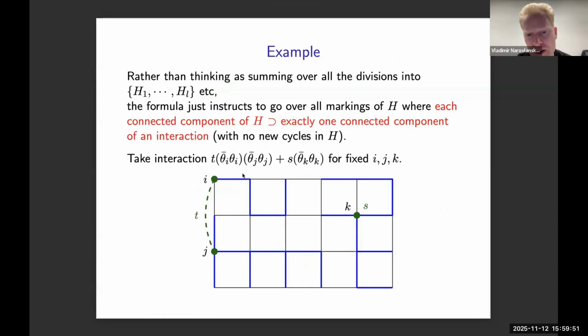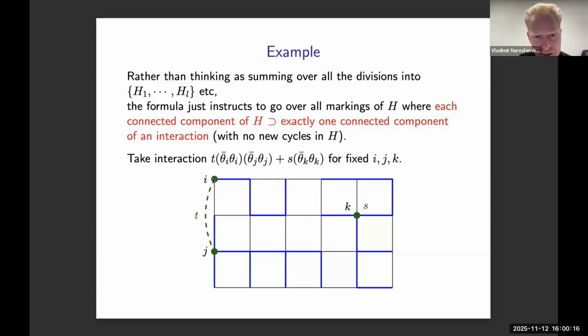Such that every connected component of the subgraph contains exactly one connected component of the interaction. Okay, here I show an example. If we take one interaction which is composed just of two vertices, i and j, with some coupling t, and another interaction which is composed of one vertex only, k. Okay, let's fix i, j and k. And this one has coupling s.